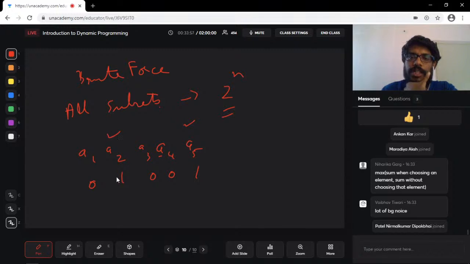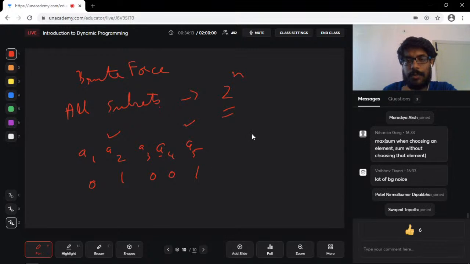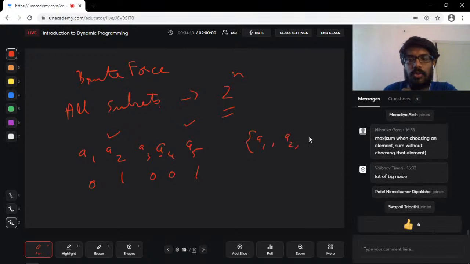Whichever elements I'm choosing, I'm going to make it 1, and whichever elements I'm not choosing, I'm going to put it as 0. Okay. So what does this give me? Each subset now corresponds to a binary string of length n, right? So let's just give another example. Suppose I'm considering the set A1, A2, A5. What will be the binary string corresponding to this?